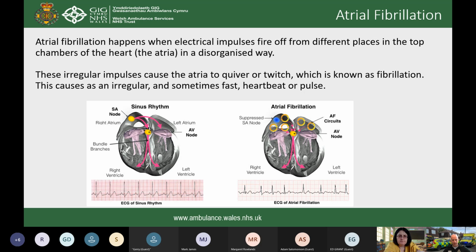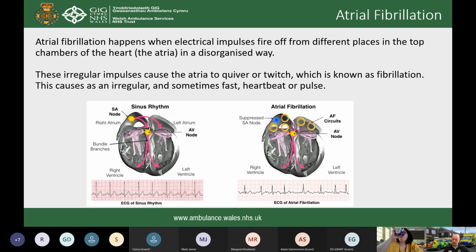So normal sinus is that picture on the left. AF is the one on the right. So the SA node isn't really working, and the actual pacing site is happening somewhere in the atrium, which means you have an irregular heartbeat. And that's kind of what's happening.